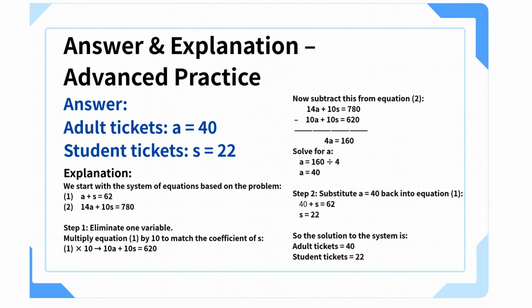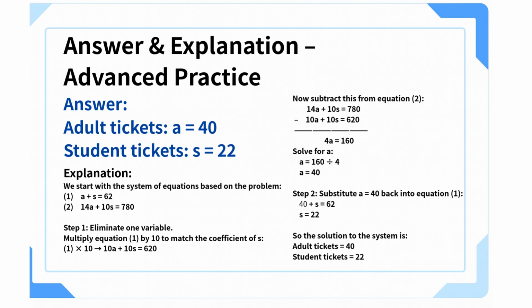To match the coefficient of S, multiply the first equation by 10. 10A plus 10S equals 620. Now subtract this equation from the revenue equation, 14A plus 10S minus 10A plus 10S gives 4A equals 160. Divide both sides by 4, and we get A equals 40. So 40 adult tickets were sold.